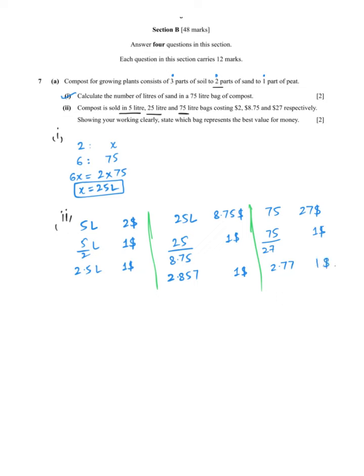So what is the highest rate you are getting in $1? $1 gets 2.5, $1 gets 2.85 and $1 gets 2.7. So the highest quantity you are getting in this portion, that means the 25 liter, represents the best value for money. That is your final answer.